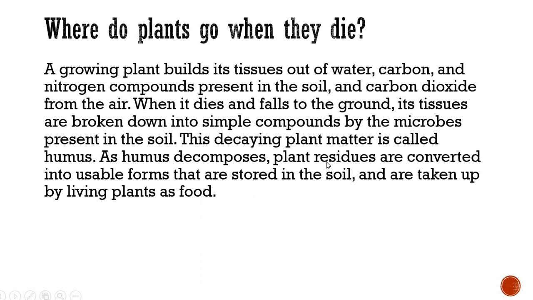As humus decomposes, the plant residues are converted into usable forms that are stored in the soil and taken up by living plants as food. This humus is utilized by other plants for their growth and development. This is how the recycling of nutrients takes place. So when plants die, they get decomposed in the soil with the help of decomposers, and humus is formed. That humus is utilized by other plants to prepare their food for growth and development.